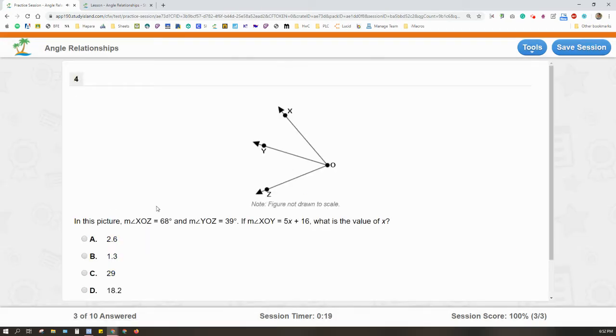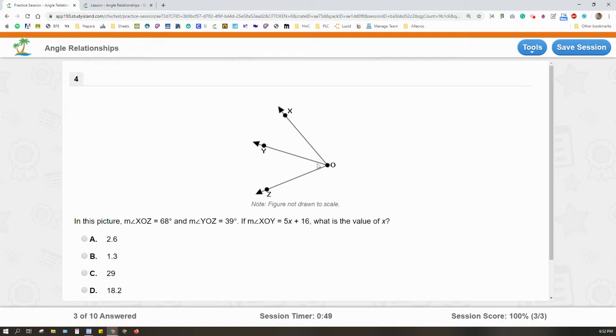All right, another question. In this picture, the measure of angle XOZ is 68 degrees. So XOZ is 68. That's this whole thing. YOZ, the measure of YOZ is 39. So you notice YOZ kind of fits inside of XOZ, right? YOZ is this part right here, this little tiny one right in here. That's 39. And XOY is 5x plus 16. That's the other little one. What's the value of x?